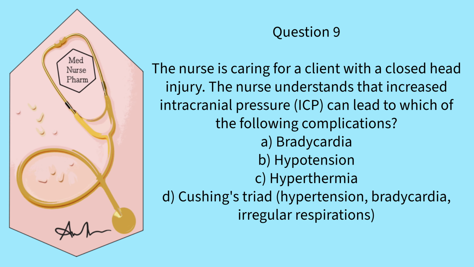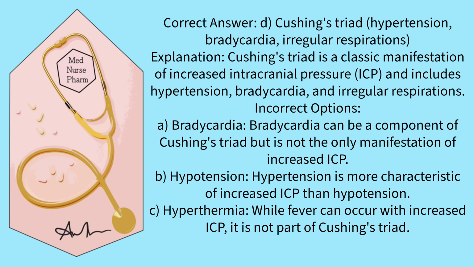Question 9. The nurse is caring for a client with a closed head injury. The nurse understands that increased ICP can lead to which of the following complications? Bradycardia, hypotension, hyperthermia, Cushing's triad. Pause the video and select your answer. If you chose option D, you are correct. Cushing's triad. Cushing's triad is a classic manifestation of increased intracranial pressure and includes hypertension, bradycardia, and irregular respirations.